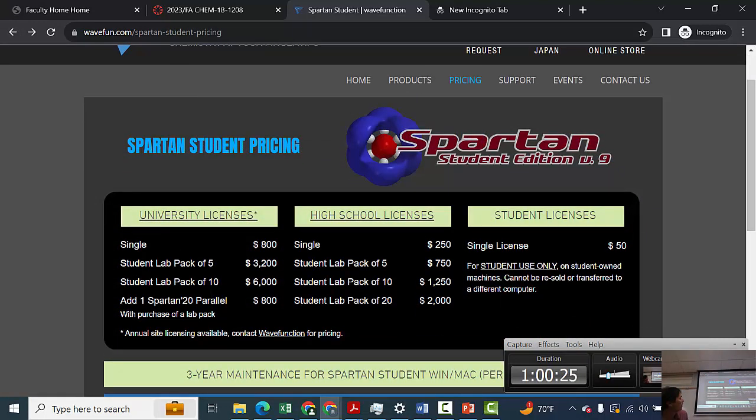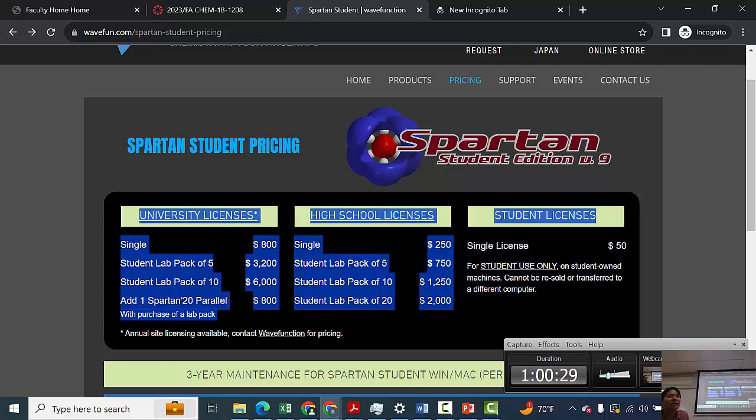Check this out. A single license for a student is $50. Well, $50 is still kind of expensive, but that's pretty cheap compared to $2,400, which I'd have to pay. So $50 for a student, it depends on if you're taking organic, this could be helpful maybe. But they have something even cheaper, which I bought, and I have it on my phone.